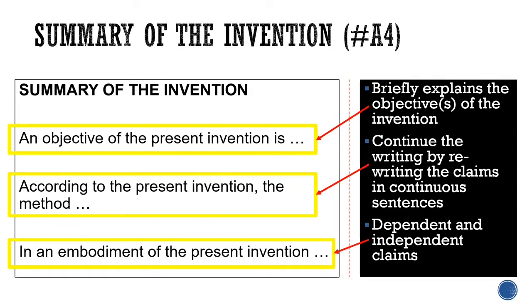Now we will look closer into the summary of the invention. In here, we briefly explain the objective of the invention. The writing is then continued by rewriting the claims in continuous sentences. As in the snippet, the main claim is written using "according to the present invention," while dependent claims are written "within an embodiment of the present invention."